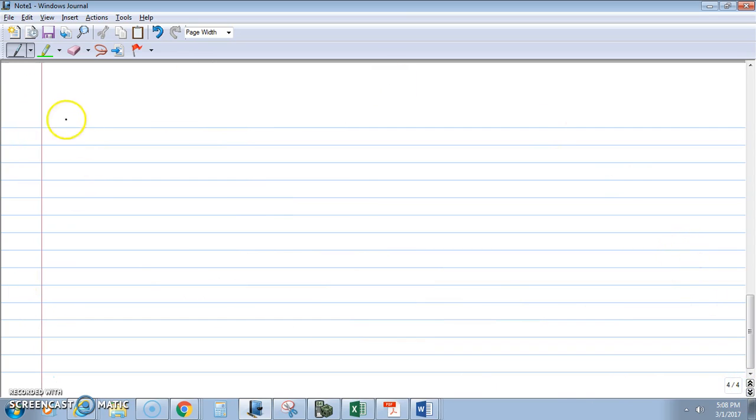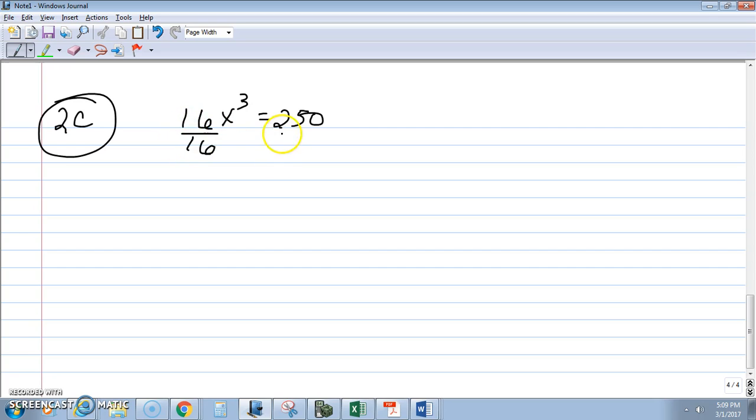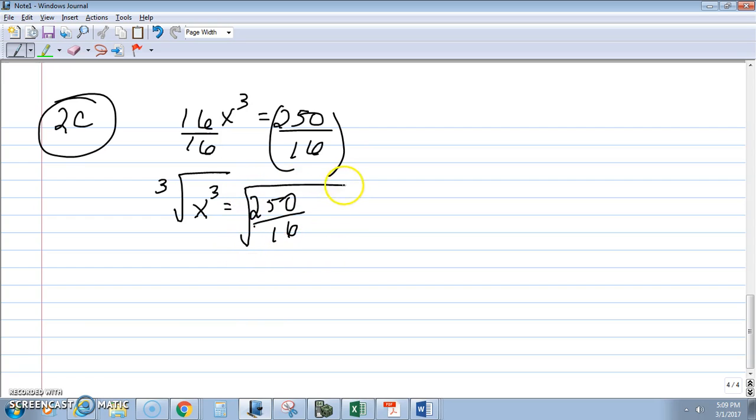All right, to see or not to see. It's not as existential a question, I guess. 16x cubed equals 250. Divide both sides by 16. Okay. I'm just going to keep that as a fraction. So we have x cubed equals 250 over 16. So we want to take the cube root of both sides, which makes this just x.